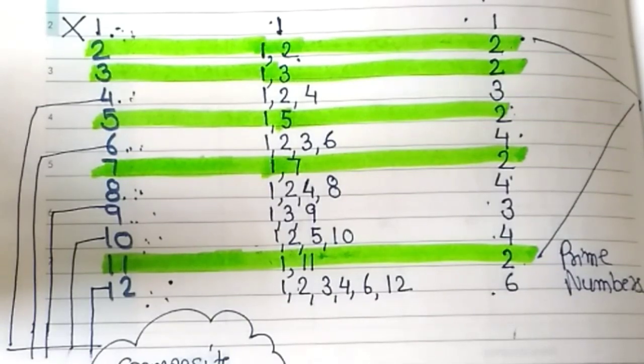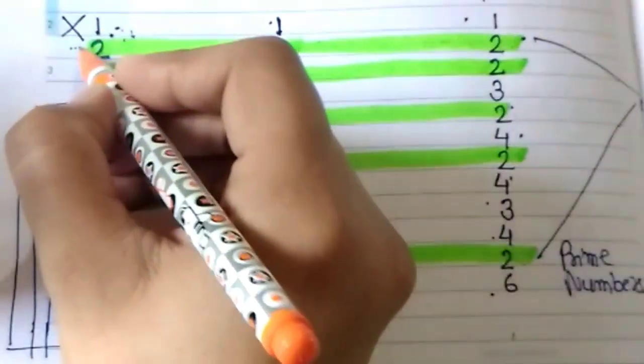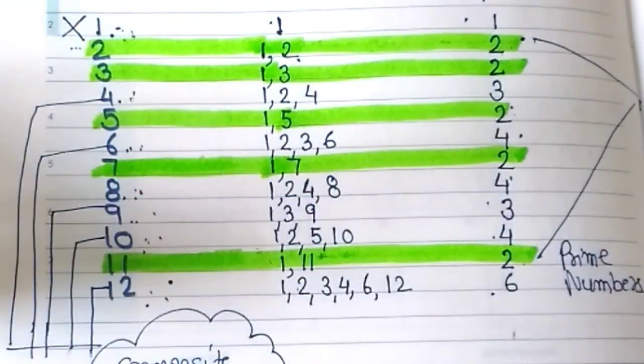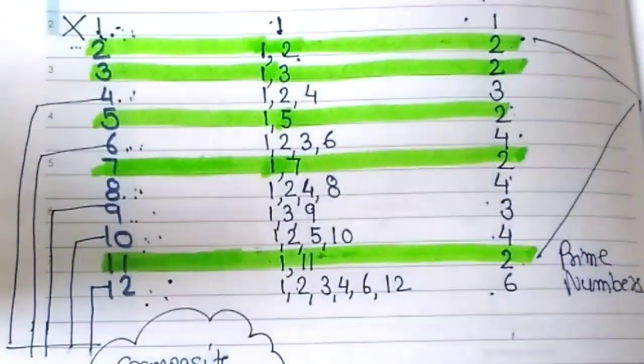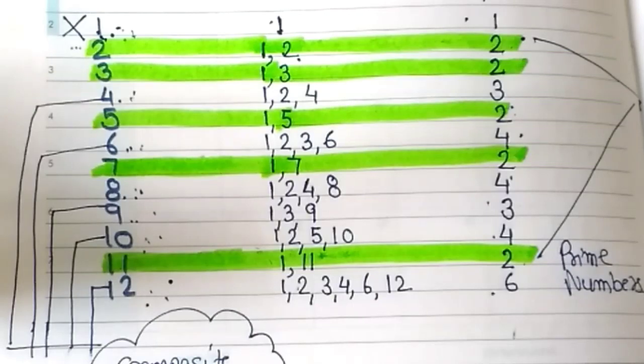Now we came to know about prime and composite numbers. So I have a question for you: what about the number 1? You know that number 1 is not a prime number and not a composite number. It's a very interesting thing, students, that number 1 is neither a prime number nor a composite number, right?